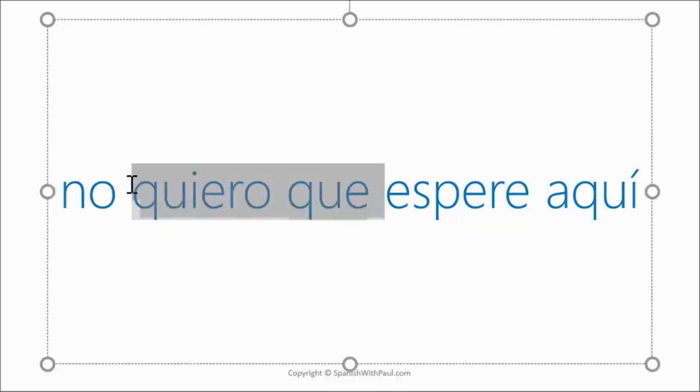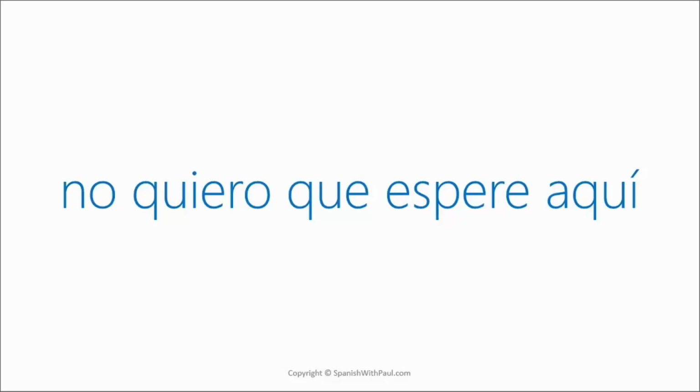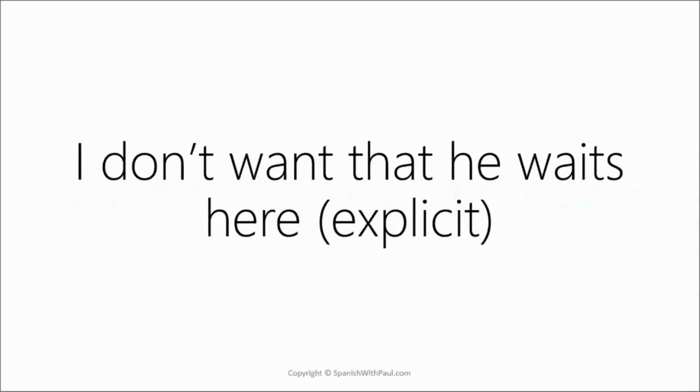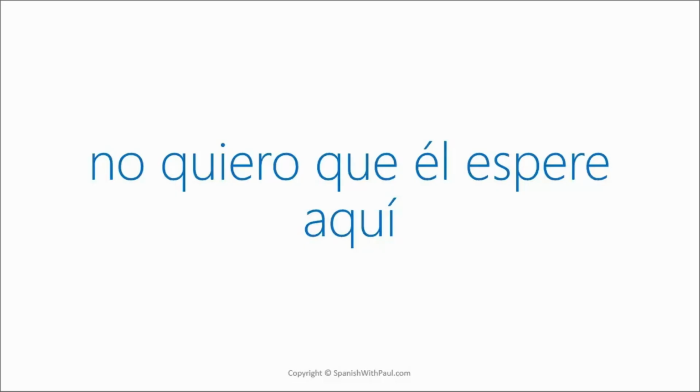Here we have our trigger in the subjunctive, just we've flipped the coin onto the other side so that now it's a negative statement. No quiero que, then we have esperar in the subjunctive. Espere, for he waits, and then aquí. No quiero que espere aquí. Following on from the last video, I wonder if you could make that same statement explicit. So how would you say, I don't want that he waits here, but make the he part explicit? No quiero que él espere aquí.